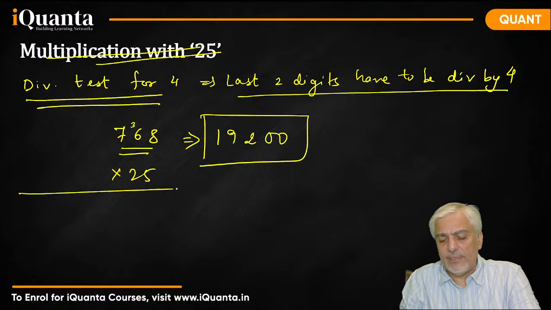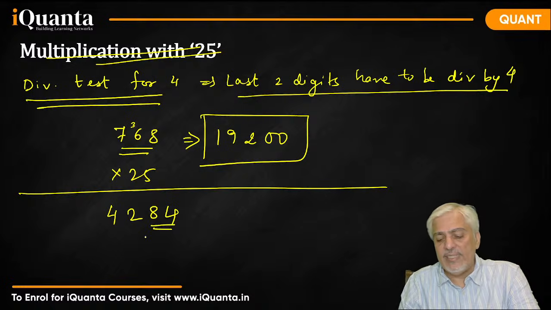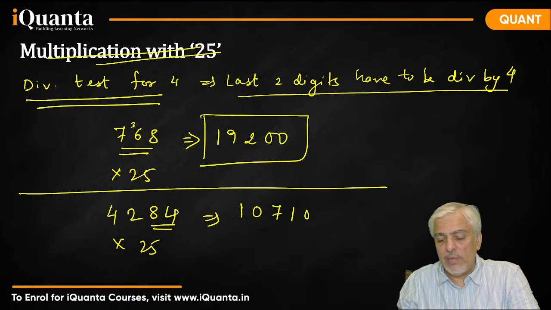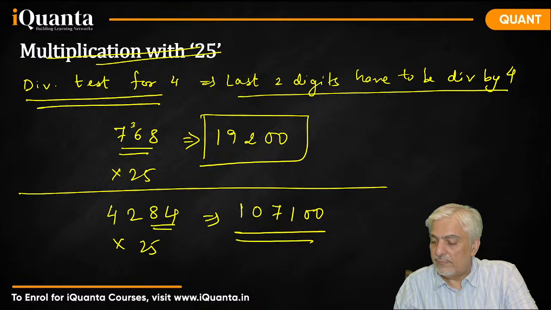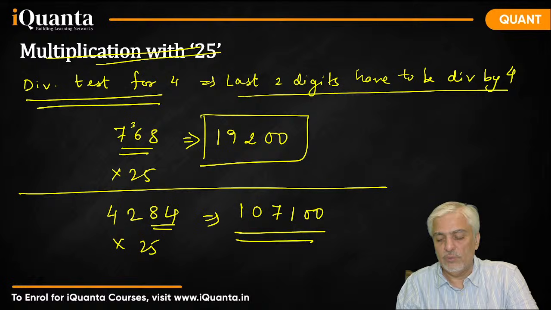Okay? Let's take one more example. 4284. Is 84 divisible by 4? Yes, 84 is divisible by 4. So divide by 4. What will you get? 1071. Because it was divisible by 4, you will just put 2 zeros, 107100. 768 was divisible by 4 and 4284 is also divisible by 4. So 4284 multiplied by 25 is 107100.